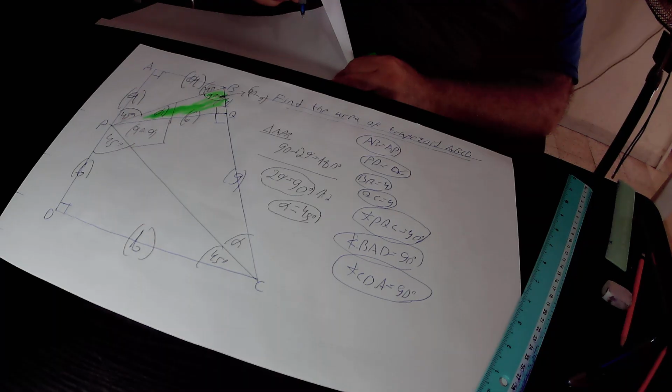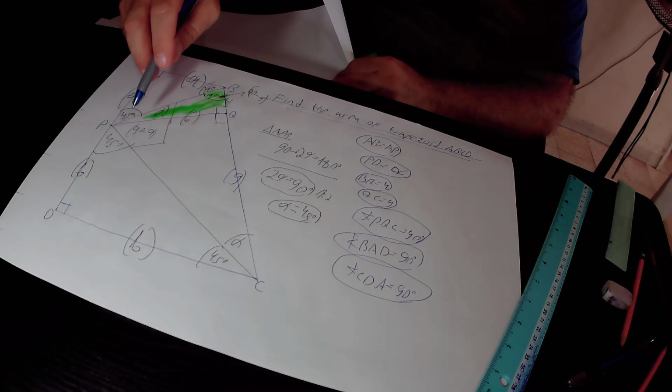plus the area of the third component that trapezoid ABCD consists of. The third component is the right triangle PDC, so it is plus the area of the right triangle PDC.